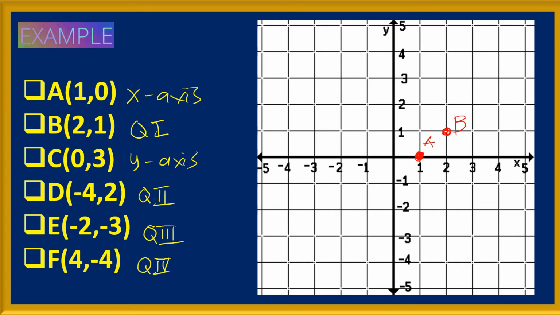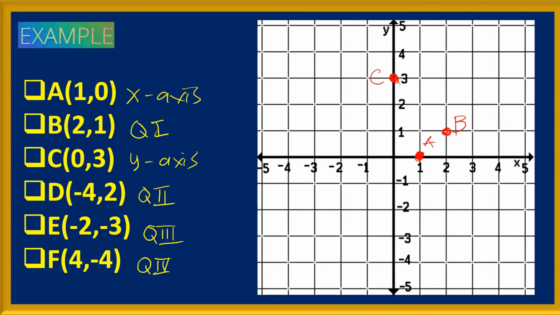Next, point C natin is 0, 3. So, hindi tayo gagalaw kasi wala tayong left or right side na numbers. Okay? So, 0, stay put lang tayo. And then 3, move tayo upward kasi positive 3. So, dito natin makikita yung given natin na point C. Okay, so tama, nasa positive y-axis.